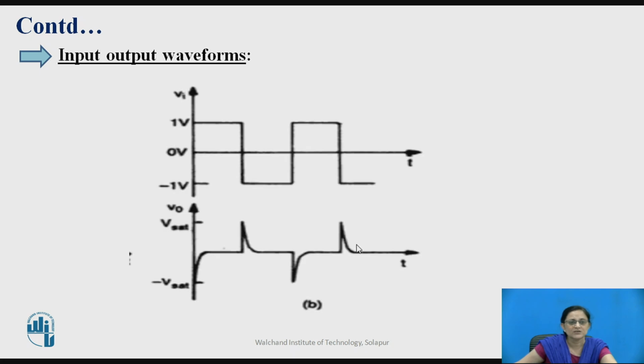Now let us draw the output waveform. If the input is a square wave, the input has 1 volt as the peak value, thus 2 volt peak to peak value is applied as a square wave. So for the square wave, the differentiator circuit gives spikes as the output signal for the square wave as the input for the differentiator circuit.